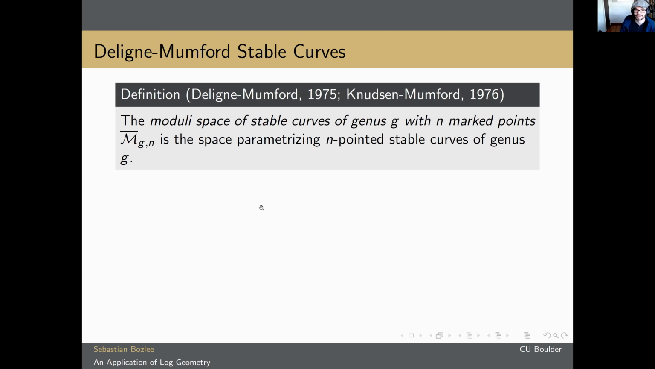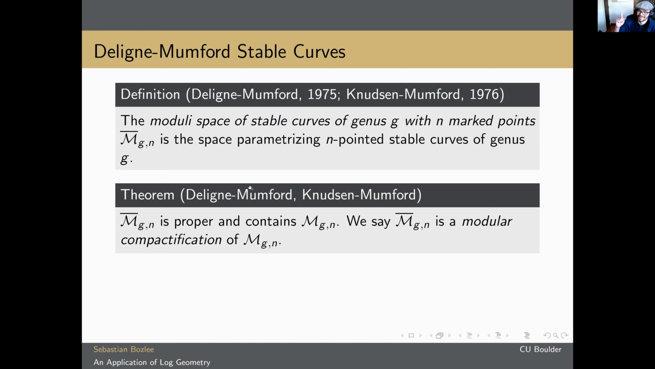So we can take that and turn that into a definition of a new moduli space, which is a little bit more inclusive than the last one. So we'll have a moduli space of stable curves of genus g with n marked points, M̄_{g,n}, and that'll be the space parameterizing n-pointed stable curves of genus g. Theorem: it is proper, so it is nice in the way that we want it to be, and it contains the curves that we had before, M_{g,n} without the bar, smooth curves. Because of those 2 properties, we say that M̄_{g,n} is a modular compactification of M_{g,n}.